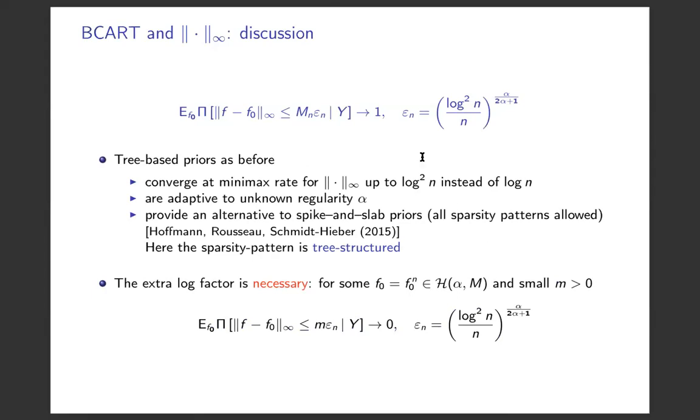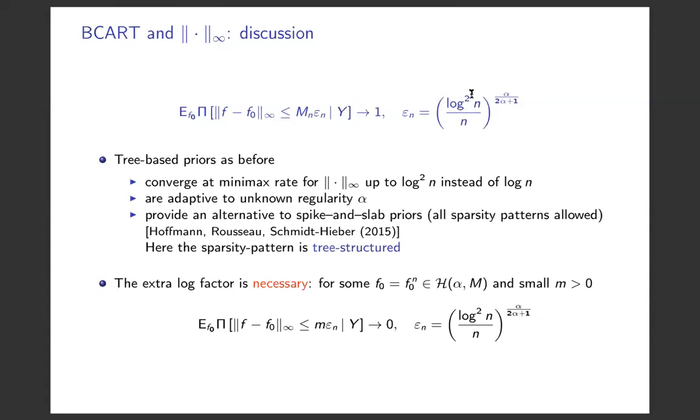The prior is adaptive to the unknown regularity alpha. You didn't use alpha to build the prior, so that's nice. It gives a second example of sup-norm adaptation. For now, we only knew the spike and slab prior, studied in this very nice paper by Judith and co-authors. Here we get a tree-structured pattern instead of having an arbitrary pattern used with the spike and slab. So the tree structure is enough for catching sup-norm adaptation.